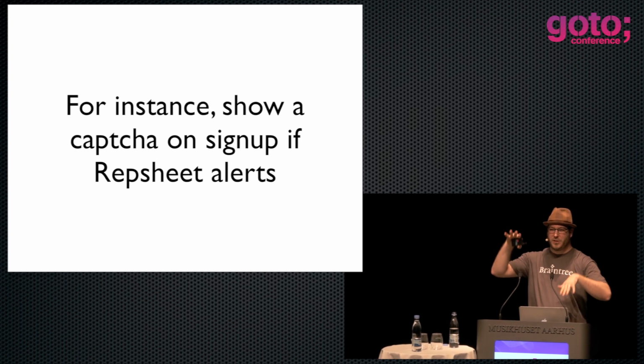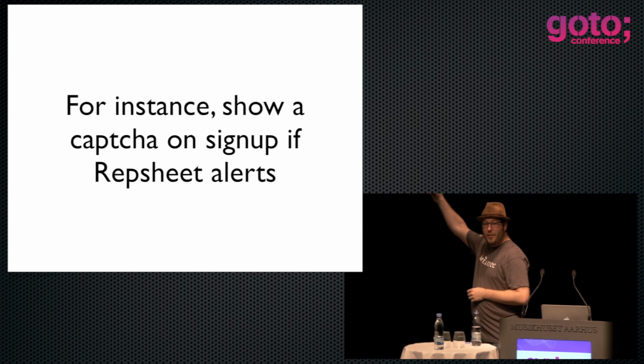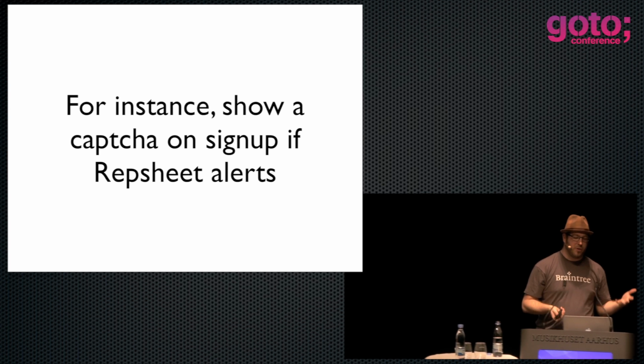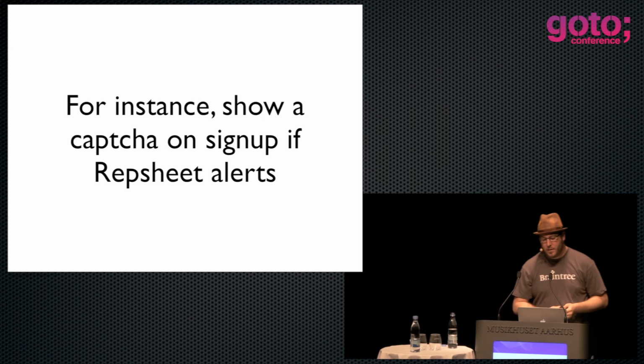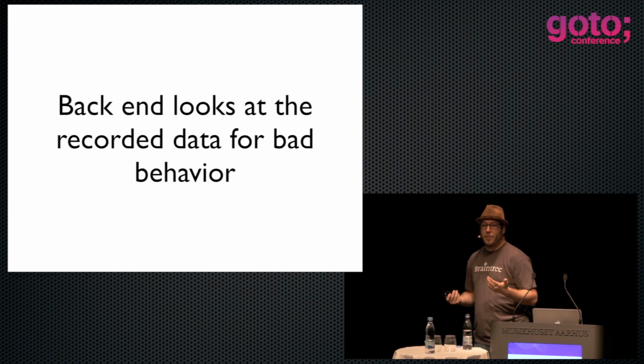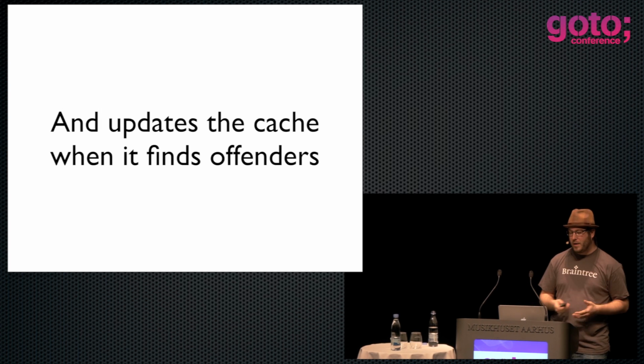And this is that whole cross-section of usability and security, right? So I say turn it off until you know that they're acting bad. Then turn it back on again. Make a better experience for people who are legitimate, and turn it on for the people who are bad. The backend looks at the recorded data for bad behavior, and then starts to make a case. And when it figures out something's legitimate, it updates the cache, and then you benefit from that.